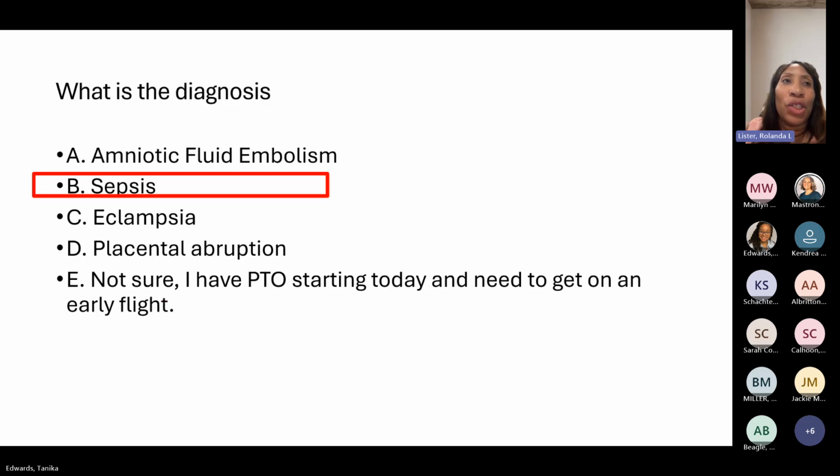What we're illustrating now is that there are a lot of different ways to get to DIC. Ultimately, your goal is to correct the coagulopathy if one exists, and obviously one exists, to resuscitate, and really identify the source and treat the source. So sepsis is the correct answer. Next slide, please.